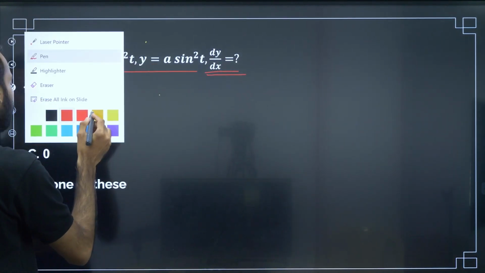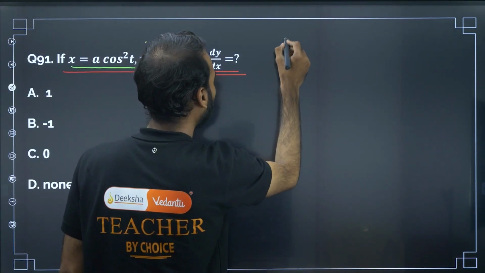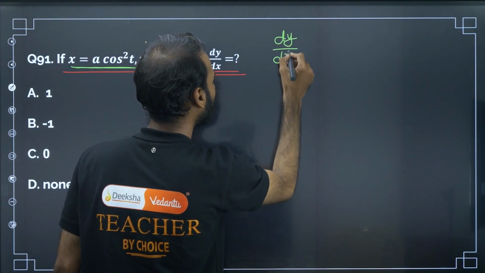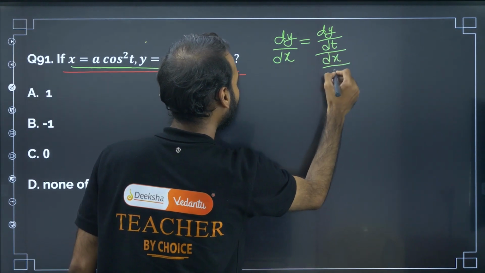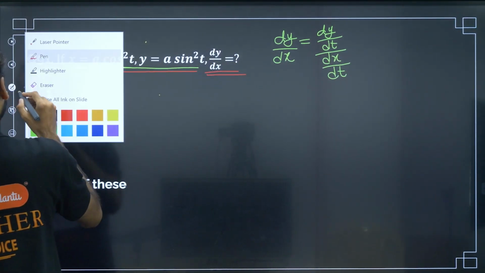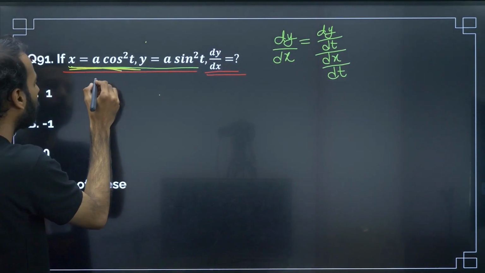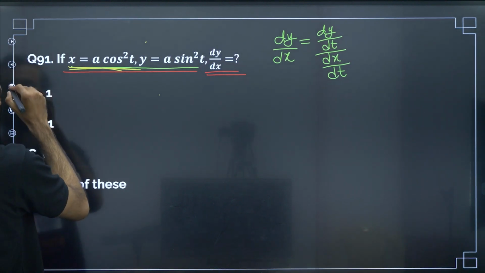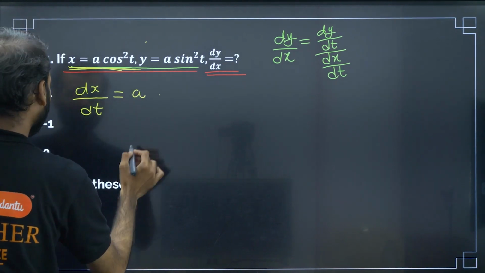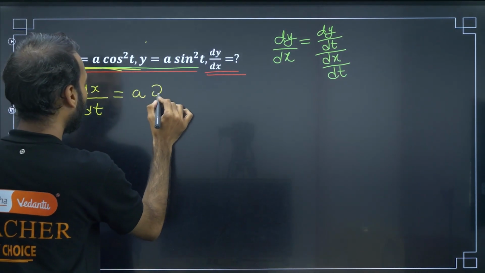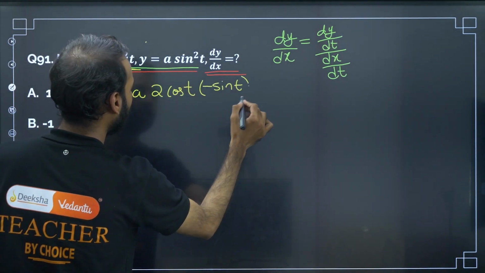So try to recall one synopsis point: dy by dx, this is a parametric equation. Whenever they have given a parametric equation and asked to find dy by dx, we will find dy by dt and then dx by dt, and then we will start our solution. See here, x is equal to something they have given. Let me differentiate with respect to t on both sides. So what I am going to get, dx by dt is equal to a, differentiation of cos square is 2 cos t, differentiation of cos is negative sin t.